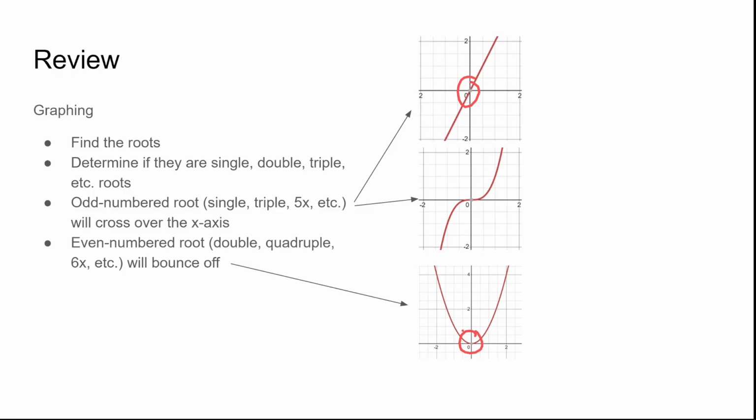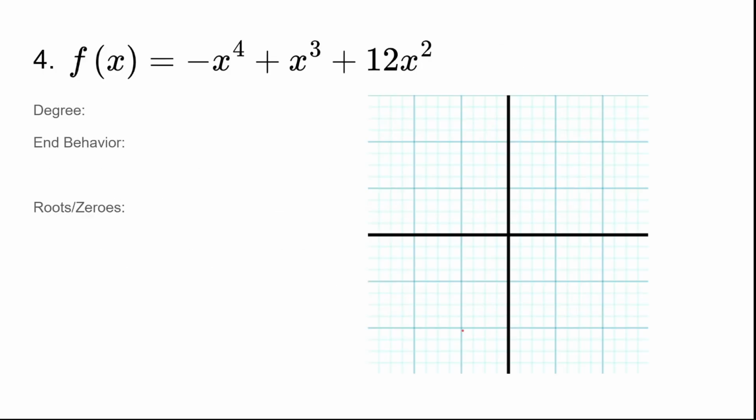Okay, so with all that in mind, let's take a look at the homework problems now. The first one we have is f of x equals negative x to the fourth plus x cubed plus 12x squared. We all agree this is a fourth degree polynomial because the biggest power of x is a 4. Because it's an even degree polynomial, the end behavior is the same on both sides. In this case, because the coefficient is negative, it's going to look something like an M, or an upside down U.